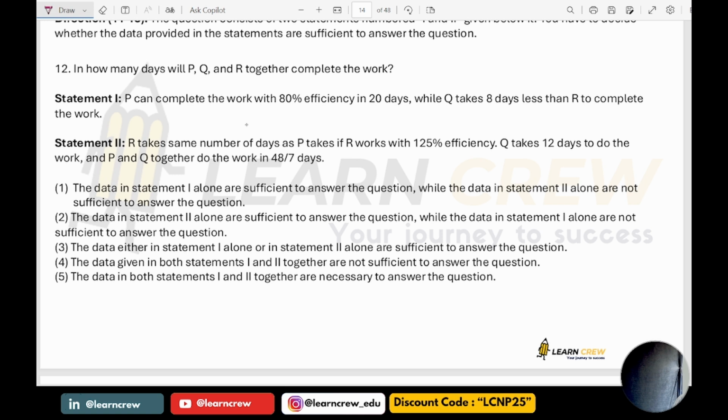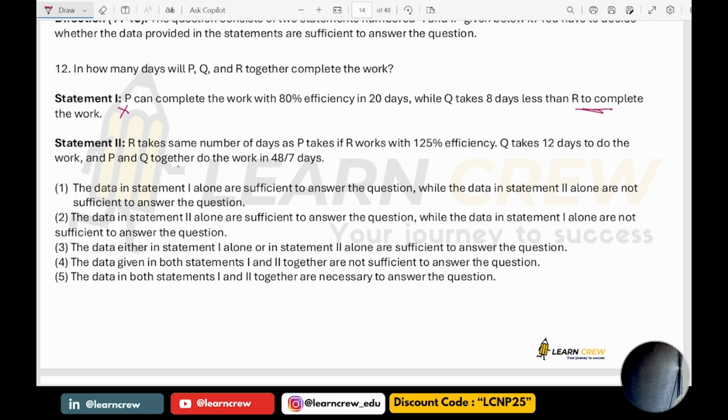So 1 alone is not sufficient, because here we have P, and Q takes 8 days less than R. We don't have R's working days. That's why 1 alone is not sufficient.